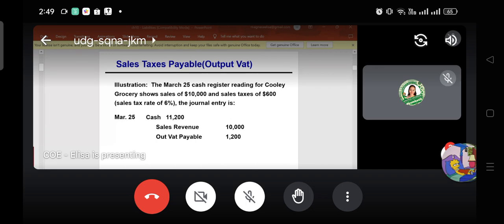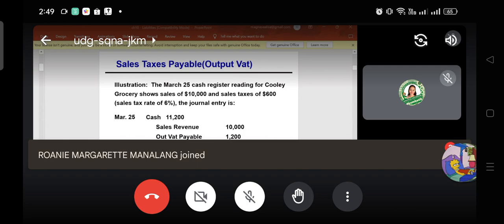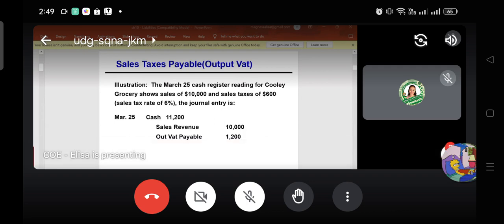1,607.14. Add that to our sales value. Plus 13,392.86, that should add up to 15,000. So, 15,000 divided by 1.12. What is the result? 13,392.86, right? Yes.